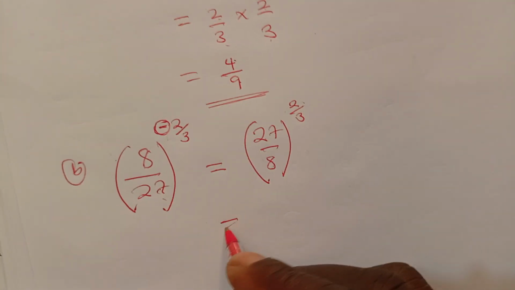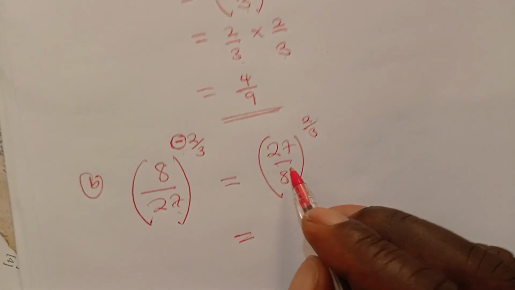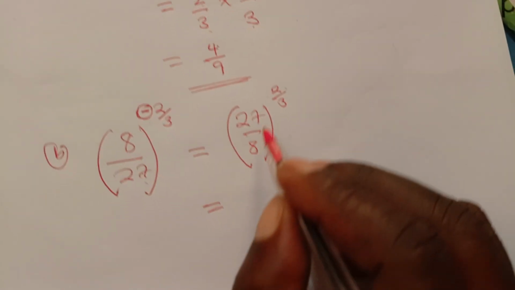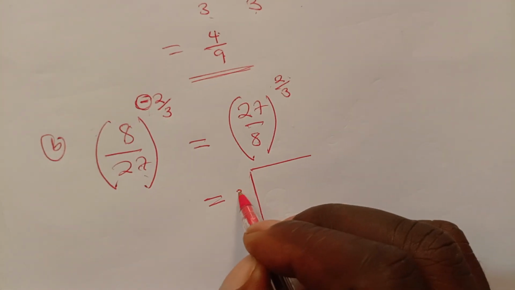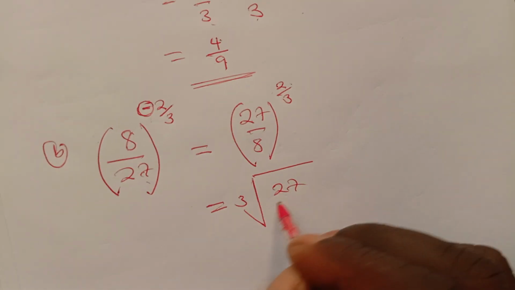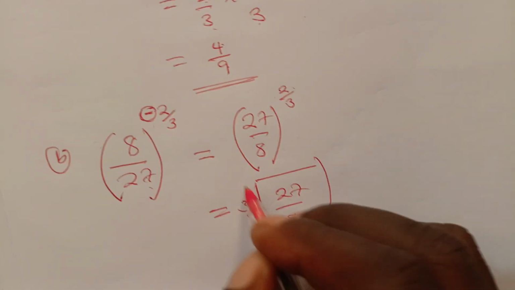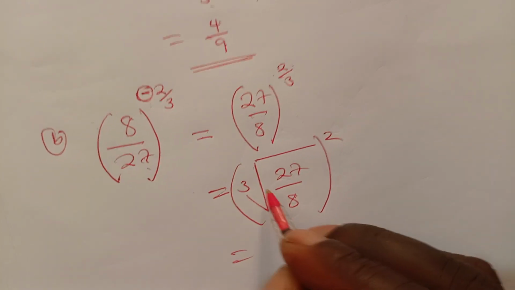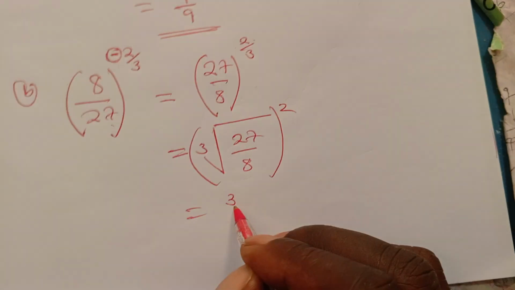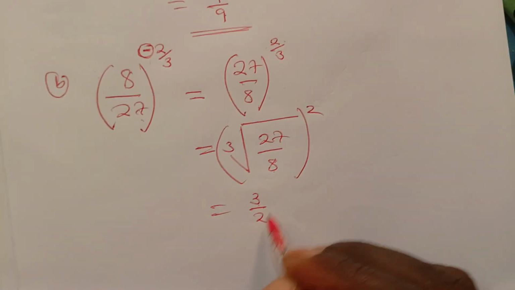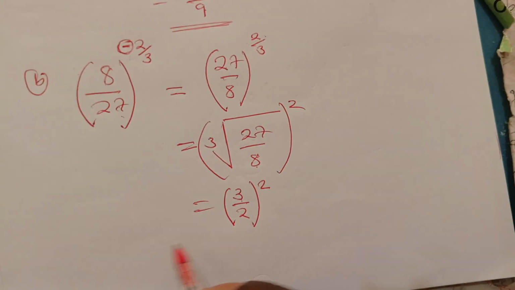So this is how we do it. What we are going to do now is write what I told you: the denominator is always the root. So it comes like this. Again, you ask yourself, the cube root of 27 is 3. The cube root of 8 is 2. And then you do it like this.